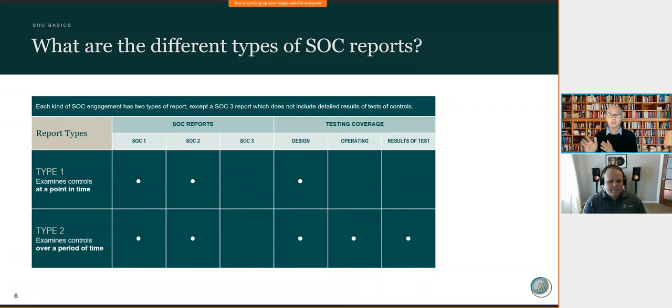The Type 2 covers a period of time, typically 9 months or 12 months, depending on the financial statement report or depending on the needs of the customers. Again, this Type 2 covers both the SOC 1 and the SOC 2. And in addition to covering the design, it also tests the operating effectiveness of the controls and lists the results on the report as well.